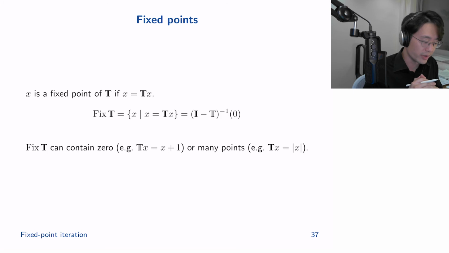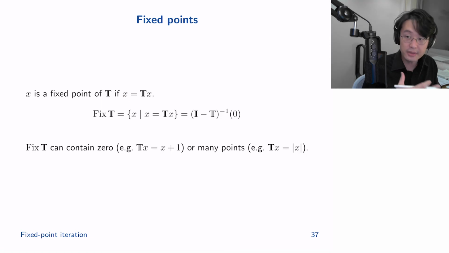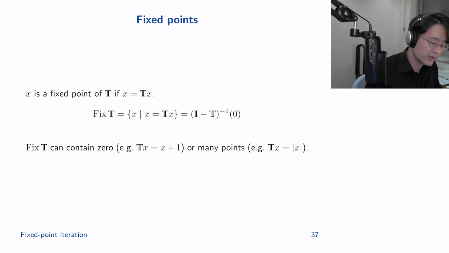All right, so what's a fixed point? Well, a vector x is a fixed point of an operator T if x is equal to Tx. So if we take the point x and feed it into the operator T, if the output is x itself, then we say x is a fixed point. We write Fix T for the set of fixed points. So this is the set of x's such that x is a fixed point.